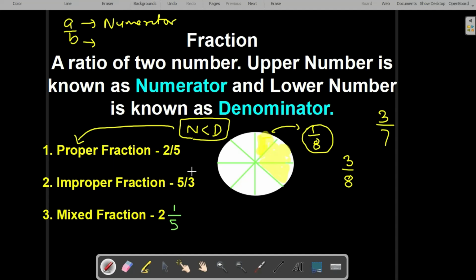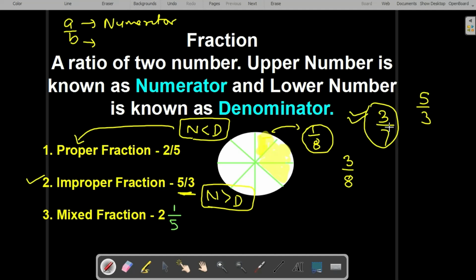Now, when the denominator value is less than the numerator, if you see this example 5/3, here the numerator is greater than the denominator. So where the numerator is greater than the denominator, we say this is an improper fraction. If you divide a proper fraction, you'll always get a value less than 1. But 5/3, if you divide it, you'll always get a value greater than 1. So this is another difference between the proper and improper fraction.